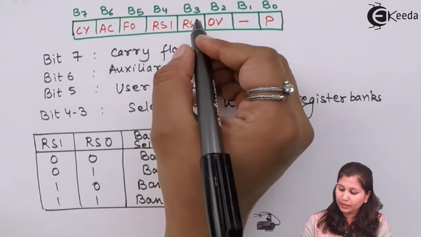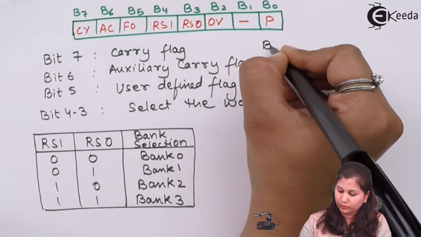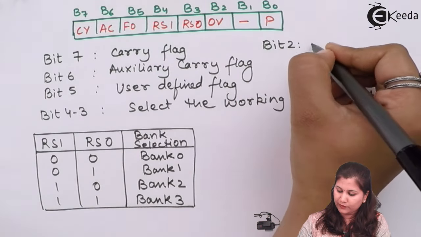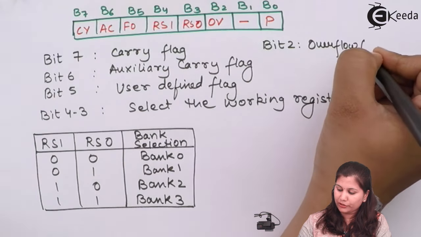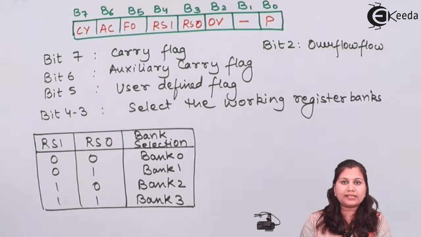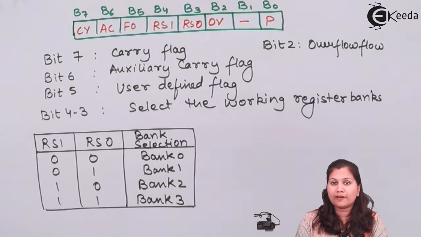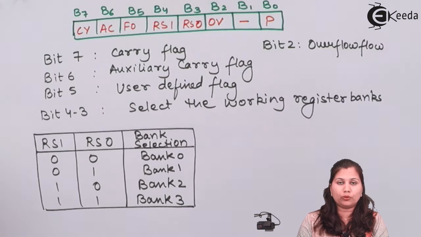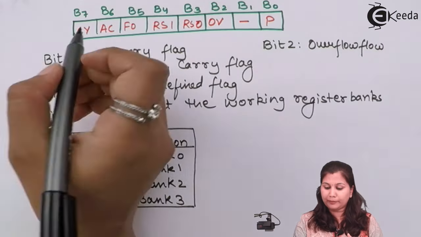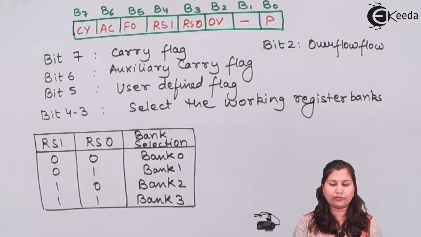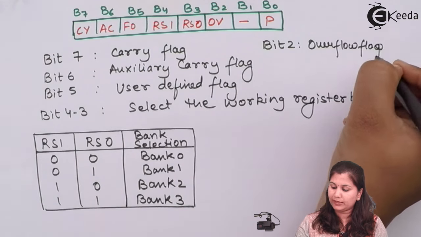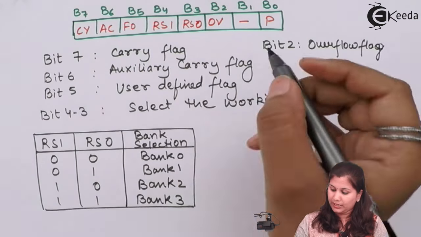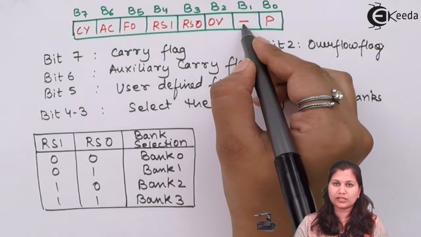Next we have bit 2, which is for the overflow flag. Whenever an arithmetic operation generates a result with an overflow, meaning after bit 7, bit 8 is also generated, this overflow flag will be set. Next we have bit 1, which is reserved.